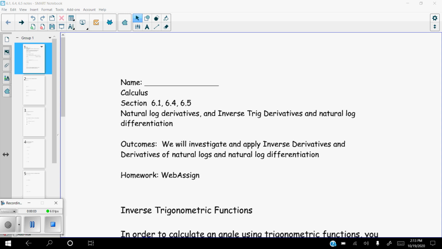Okay, this will be the last of our derivative rules. It's kind of 3 sections in one because none of these is extremely long. So it's 6.1, 6.4, and 6.5 all wrapped into one.